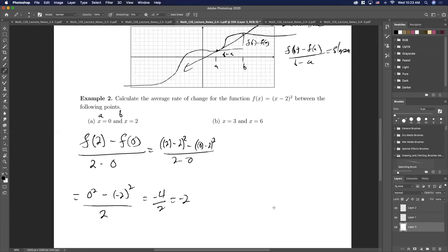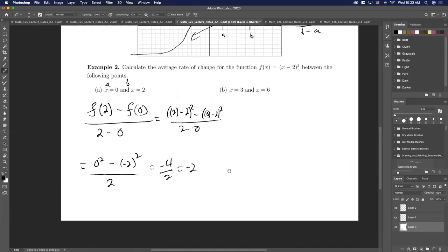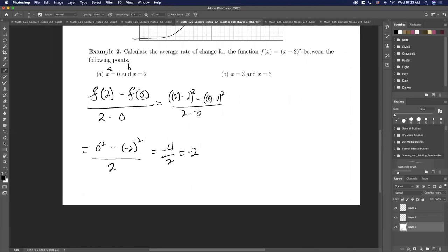Notice here, let me just do something super fast for you guys. Notice if you label stuff A or B, it really doesn't matter, because here if I do f of 0 minus f of 2 over 0 minus 2, this will give me 4 over negative 2, which gives me negative 2. So it ends up being the same. I usually label A and B in such a way that A is less than B, just for my own sake.